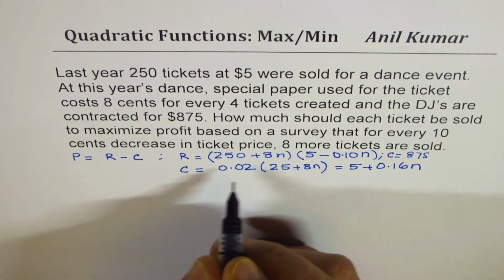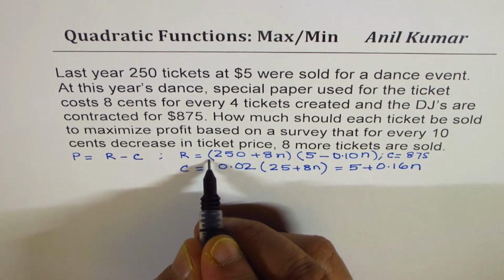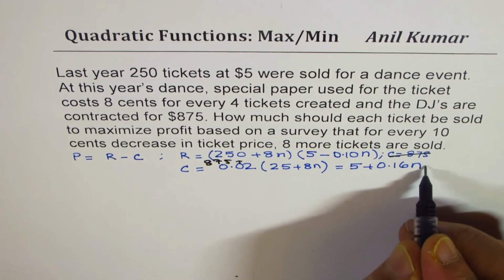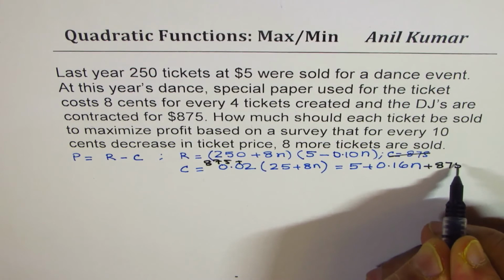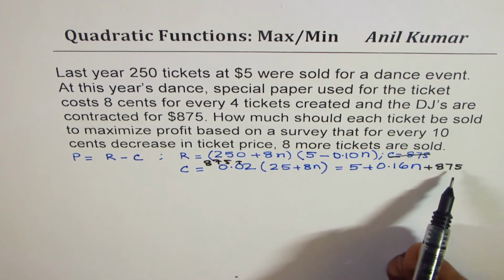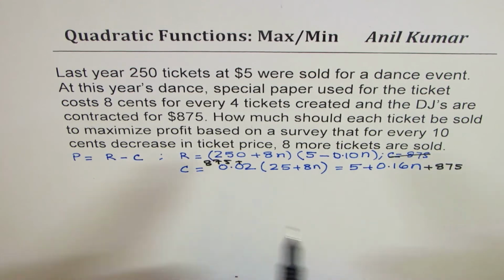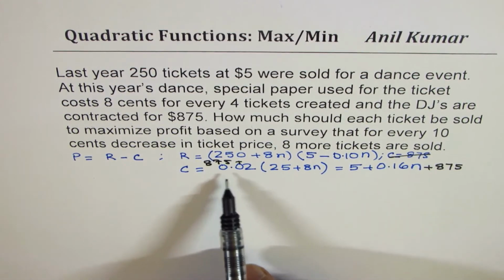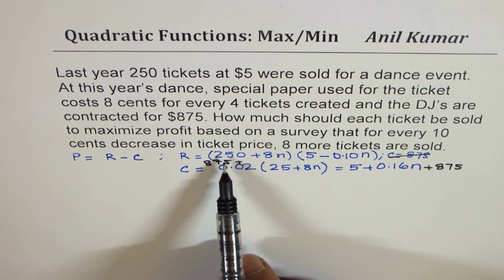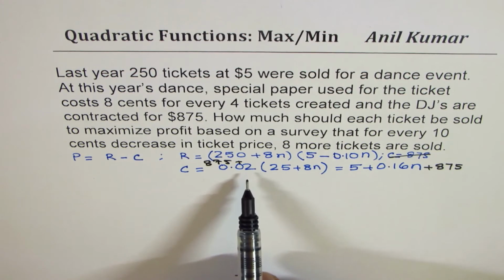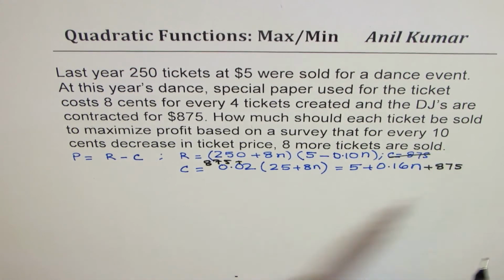So this is per ticket. Cost of DJ I wrote here 875. Let me write here 875 plus this. So plus 875. Correct? So that becomes the total cost. 875 is for the DJ, and that is the cost for each ticket, 2 cents. Number of tickets expected to be sold will be 250 plus 8n. So we will multiply that by 2 cents. Correct? So that becomes the cost.